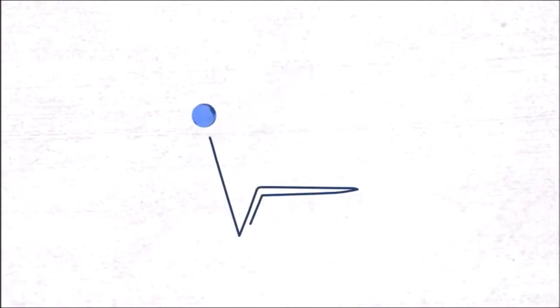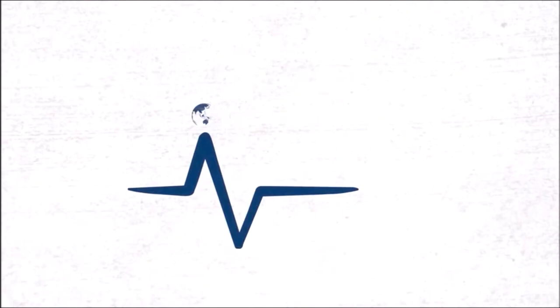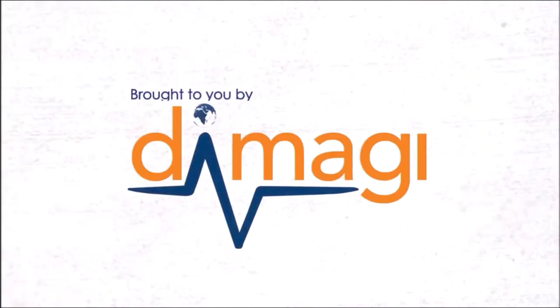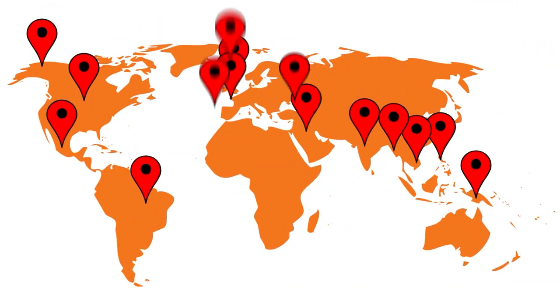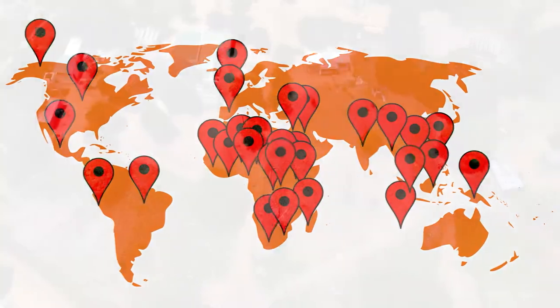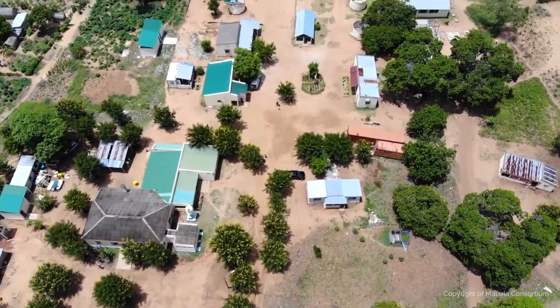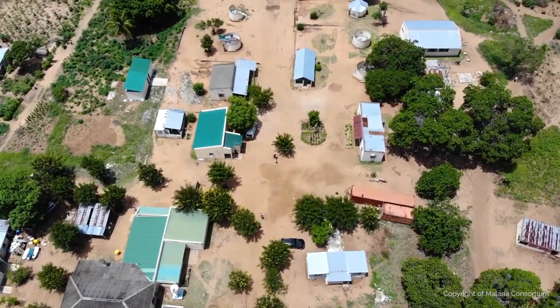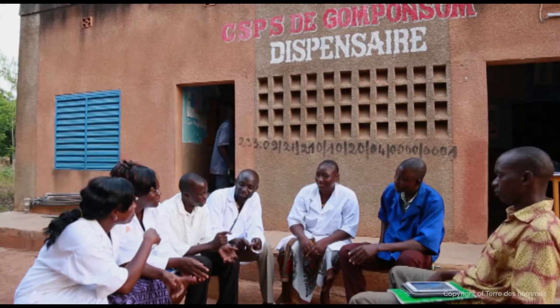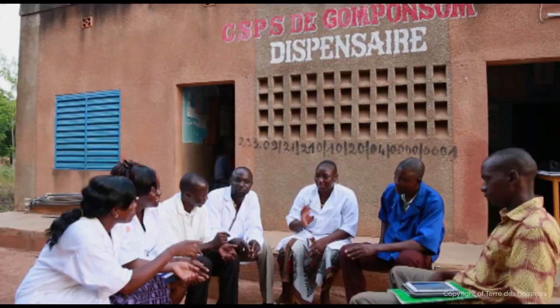CommCare is built and maintained by Dimagi, a certified benefit corporation that partners with governments, NGOs, and local organizations to amplify their frontline impact through scalable digital solutions and expert services, supporting a global community of CommCare users. With CommCare, ministries can transform frontline service delivery at scale.